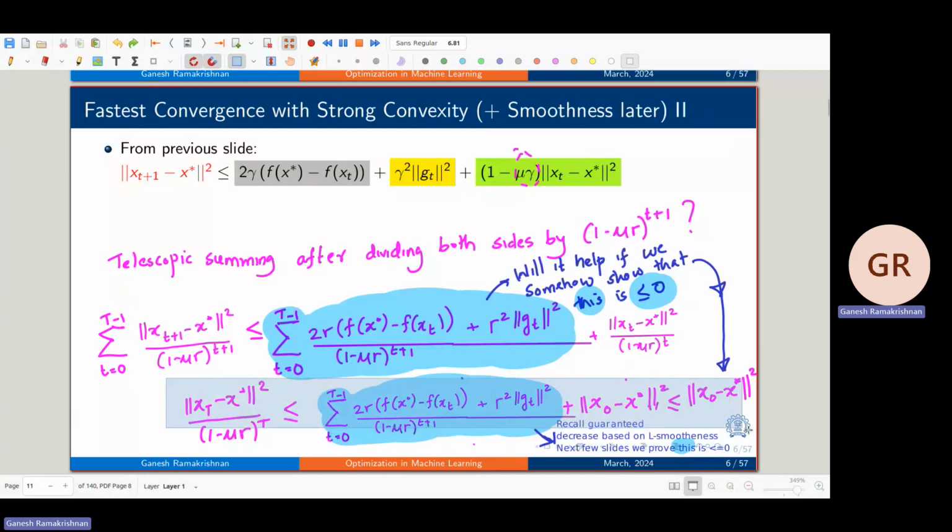Okay, so with all of that, finally you only have norm xt minus x star squared times 1 minus mu gamma raised to capital T. And the initial t equals 0 will just give you 1 in the denominator. Okay, for those who are not getting it, you have to sit down and write. This is an important step to register.